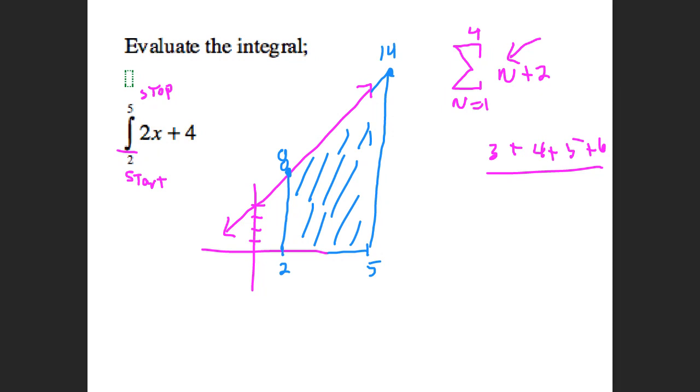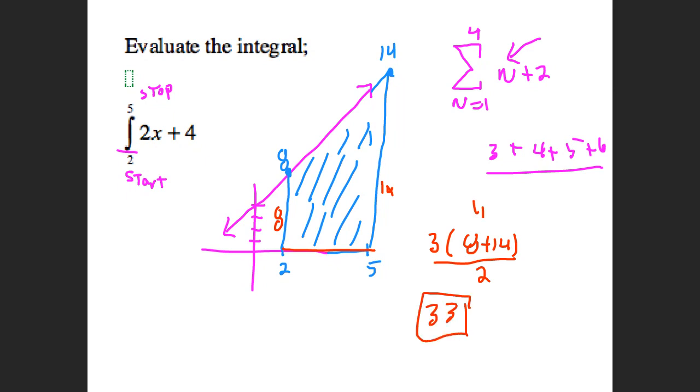I have my bases. My first base is 8. My other base is 14. The height is 3. So this is going to be 3. And then 8 plus 14 divided by 2. 8 plus 14 is 22. 22 divided by 2 is 11. 3 times 11 is 33. So the area underneath this curve between 2 and 5 is 33.